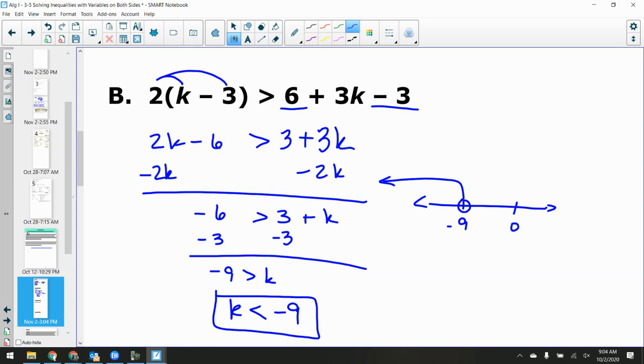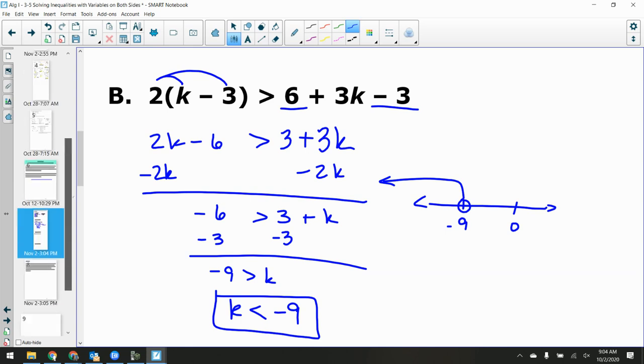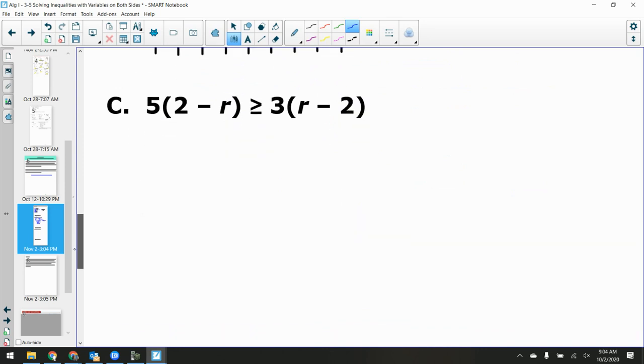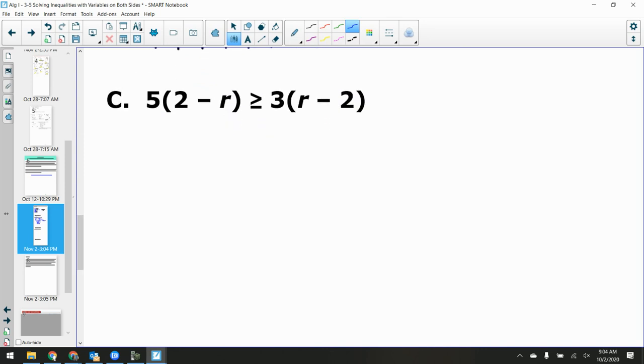If I plugged in -9, everybody listen to this question. If I plugged in -9, would it be a correct solution? No. It is an open circle on -9, even though -9 would be where these things are equal, not greater than. Okay. Do this one on your own.